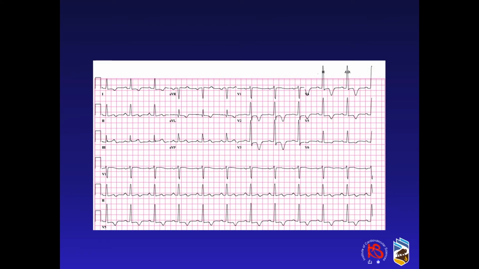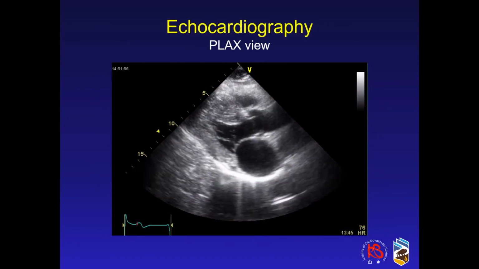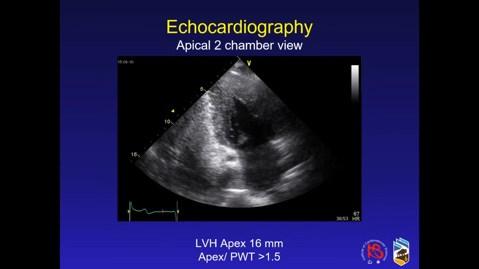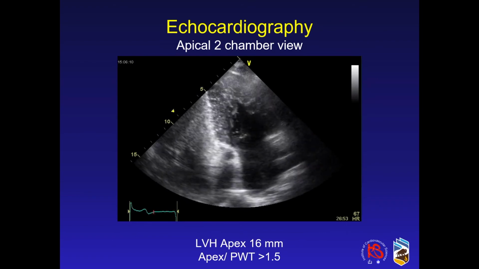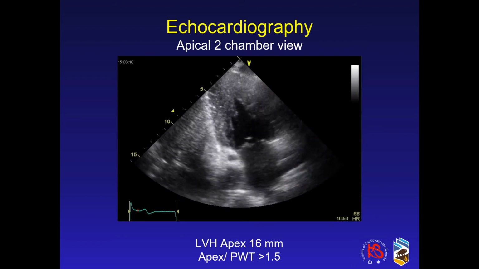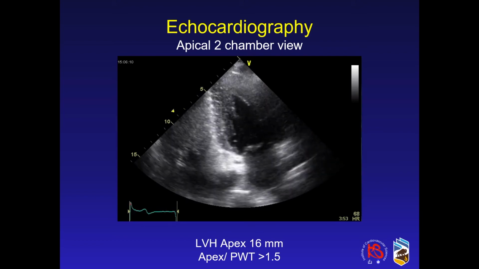On this 12-lead EKG, if we focus our attention to the precordial leads between V1 to V6, we can clearly identify that there are significant T-wave inversion abnormalities present. On the current parasternal long axis view, the LV systolic function is preserved and there's clear evidence of hypertrophy that progresses towards the LV apex. On the apical two-chamber view, the LV wall thickness measures up to 16 millimeters, and if we check the ratio of the apex to posterior wall, it is greater than 1.5.